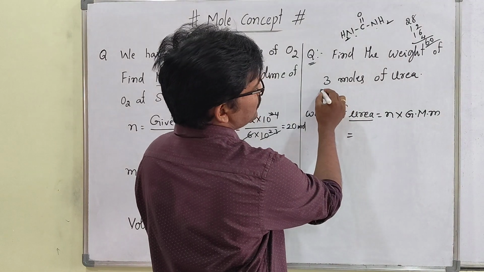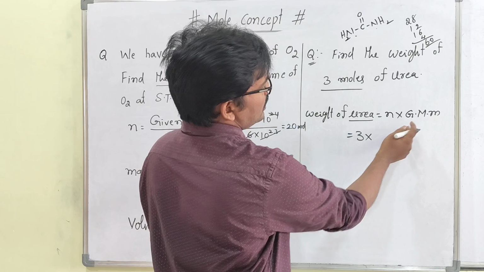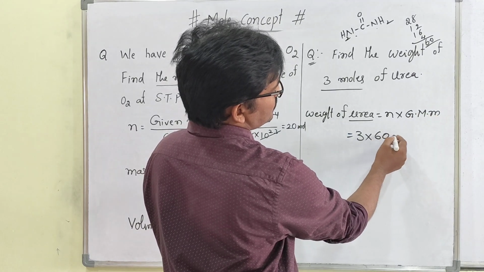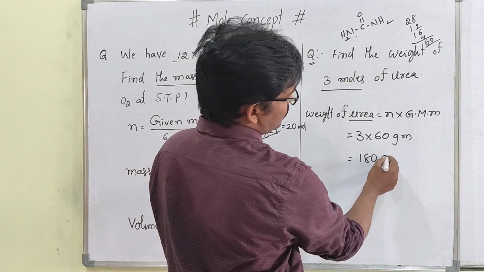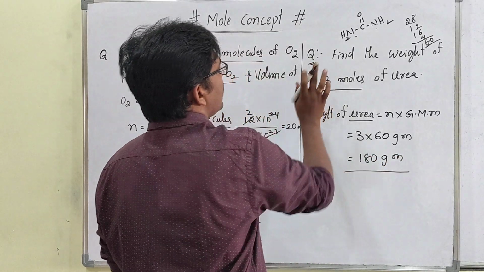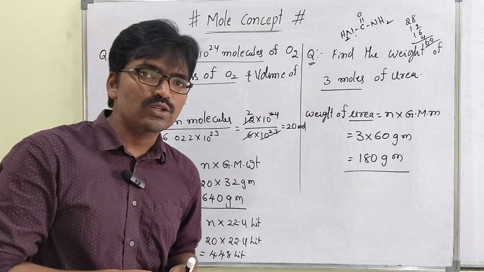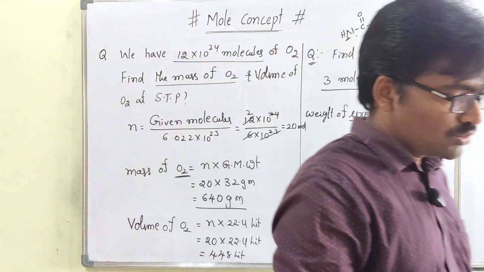So what number of moles did he give? He gave 3 moles. 3 into gram molecular mass 60 grams, right? So then 180 grams. So 180 grams is the answer for this. Understand, my dear students? Yes, just note it. 2 more questions we will do.